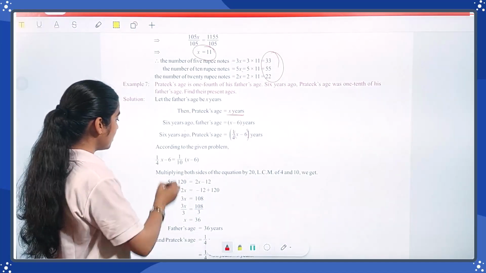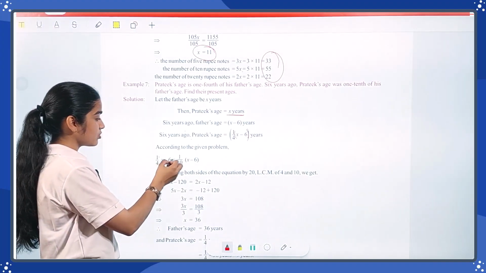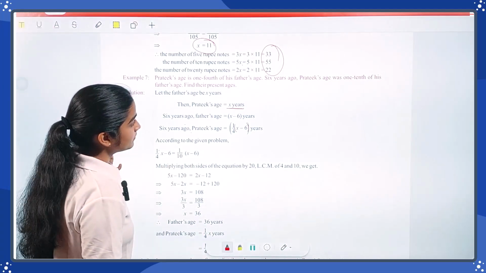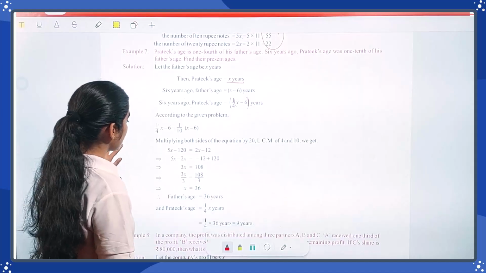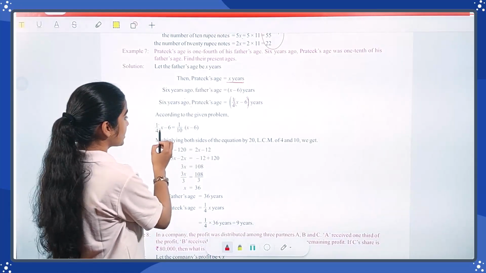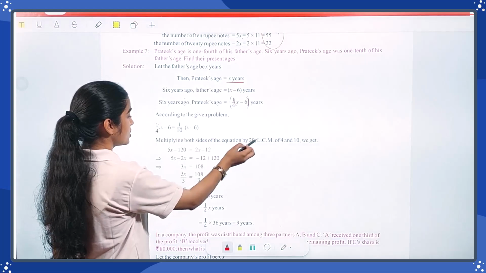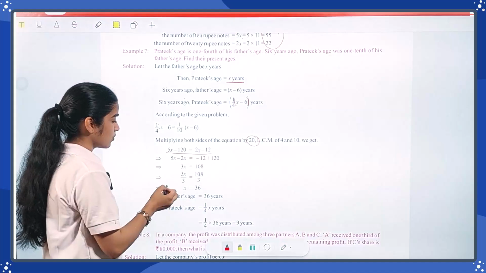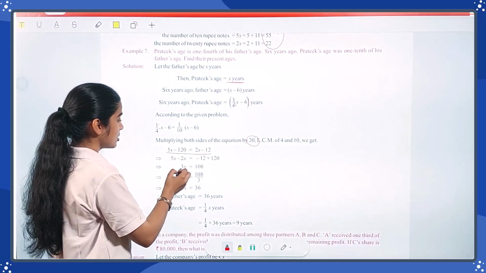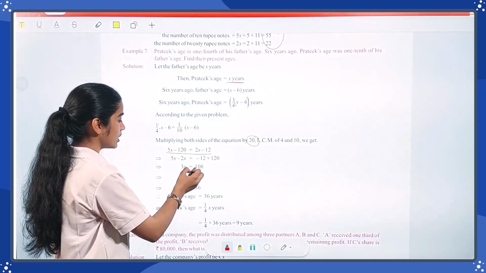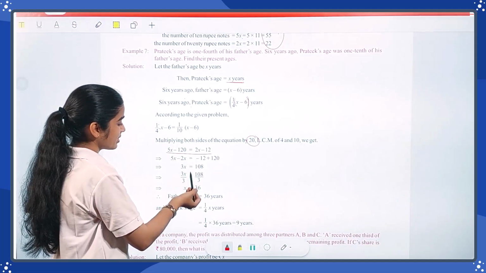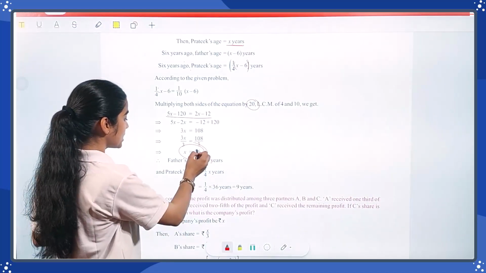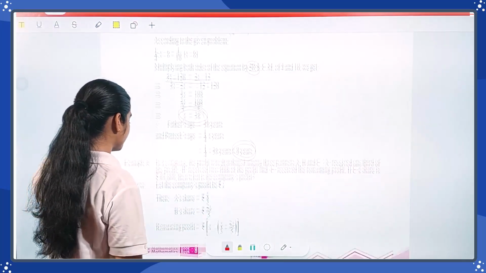According to the given problem, 1/4 of his father's age minus 6 is equal to 1/10 of his father's age minus 6. So now we have to take the LCM of 4 and 10, which is 20. Multiply both sides by 20 and we'll come back to this equation. 5x minus 2x is 3x, minus 120 plus 120, is equal to 108. 3x is 108, x is equal to 108 upon 3, which is 36. Now 1/4 of 36 is 9 years.